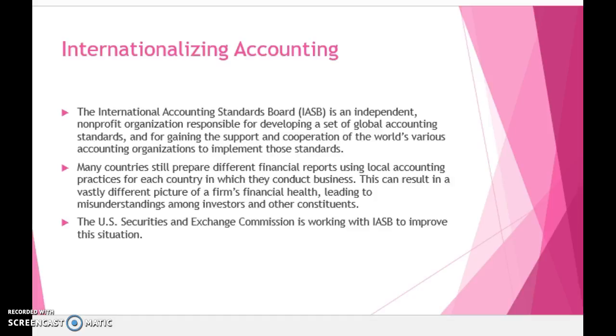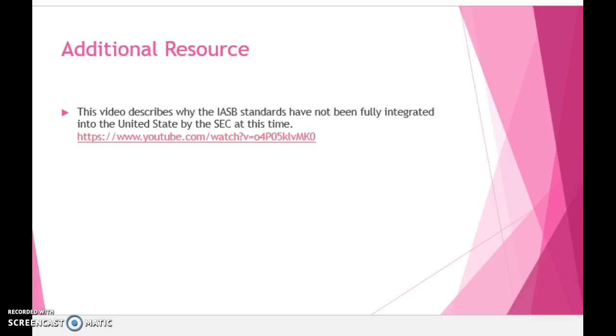Many countries still prepare different financial reports using local accounting practices for each country in which they conduct business. This can result in a vastly different picture of a firm's financial health, leading to misunderstanding among investors and other constituents. The U.S. Securities and Exchange Commission is working with the IASB to improve this situation. And while the textbook states that this is a working collaboration, the following video explains why IASB standards have not been fully integrated in the United States.